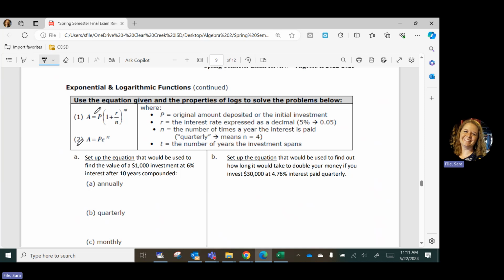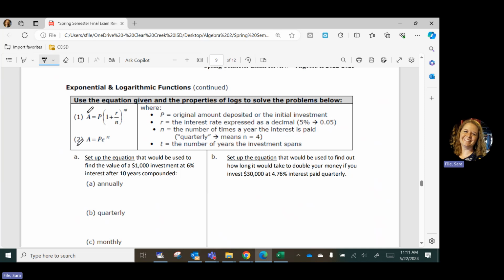Okay, so remember the formula here. P is the principal amount, or the initial original amount. R is the rate, so the interest rate as a decimal, like 5% would be 0.05. N is the number of times that it's compounded per year. So when you hear quarterly, that means 4 times a year. Annually is once a year. Biannually is twice a year. Monthly is 12 times a year. So you have to be able to figure out that N value based on how often it's compounded. And then T is the number of years.